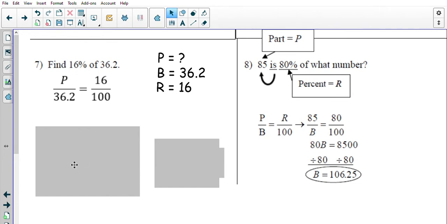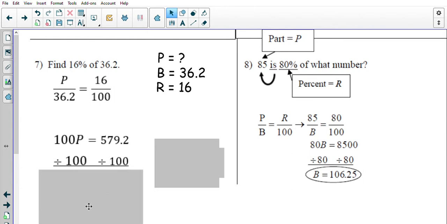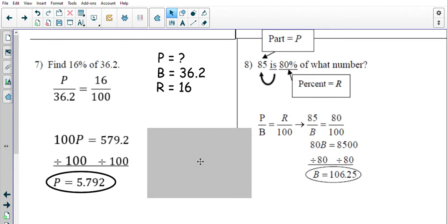Let's cross multiply. 100 times P is 100P. 36.2 times 16 is 579.2. Divide both sides by 100 to get P equals 5.792. You might notice that we're just moving that decimal point to the left 2 places when we divide by 100.